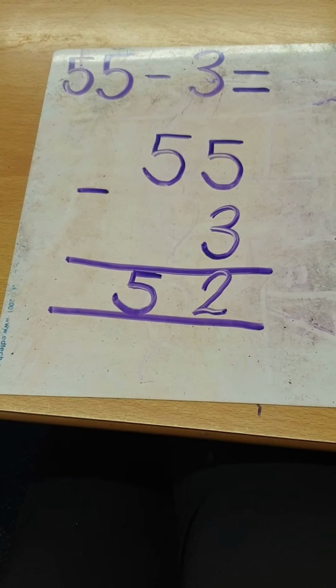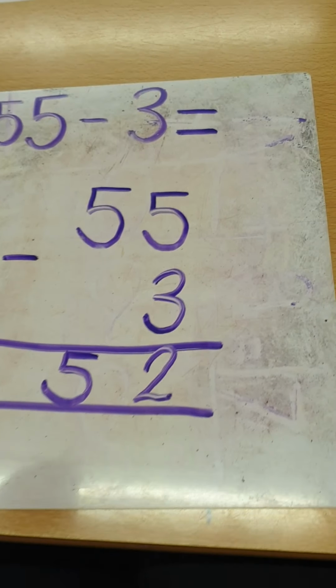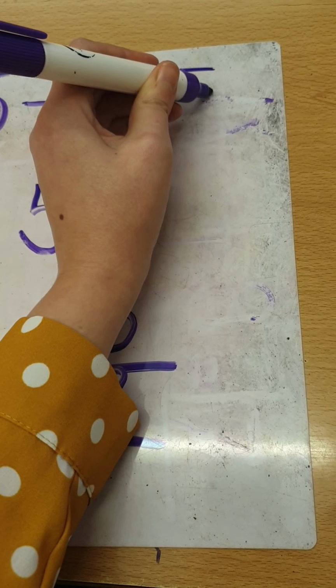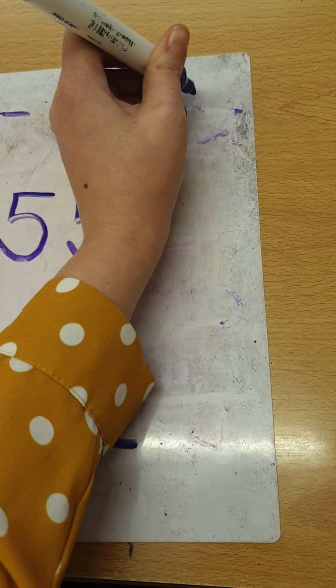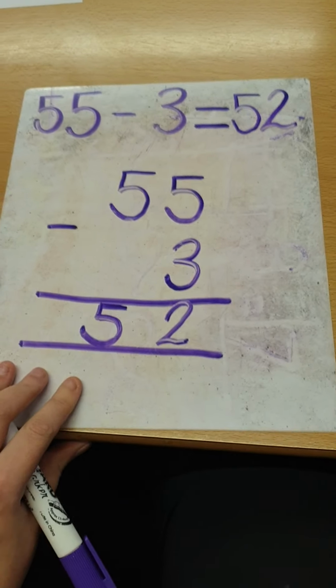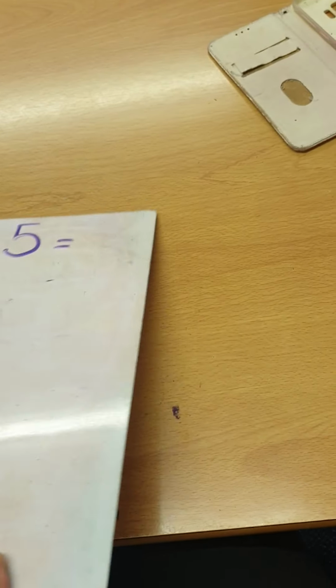Is that what we say? No. We say 52. So I'm going to write my tens here because tens always goes before the ones, and then I'm going to write my ones next to it. Brilliant. Let's have a look at another one, shall we?